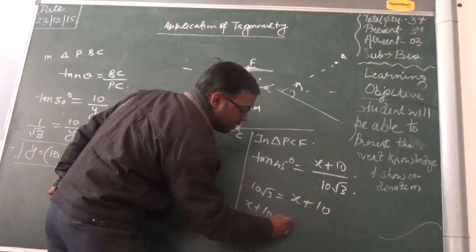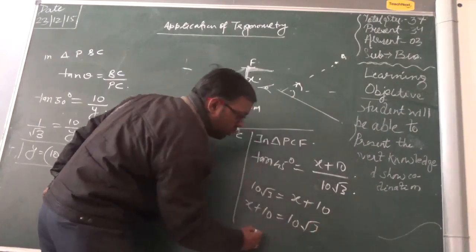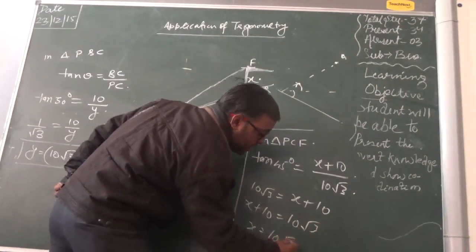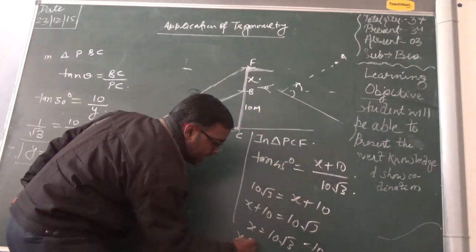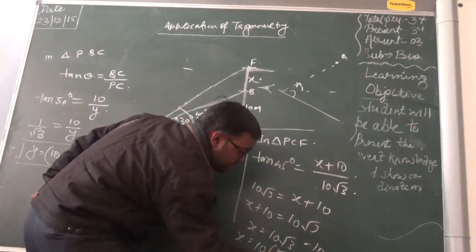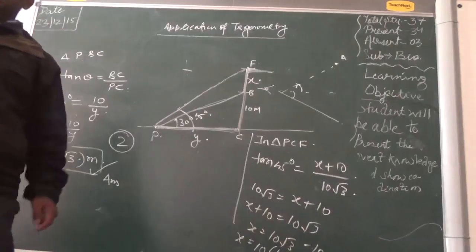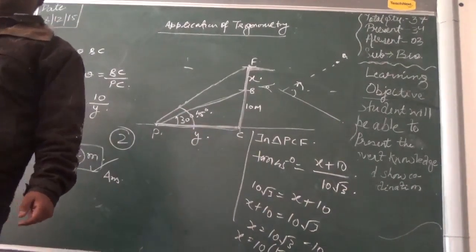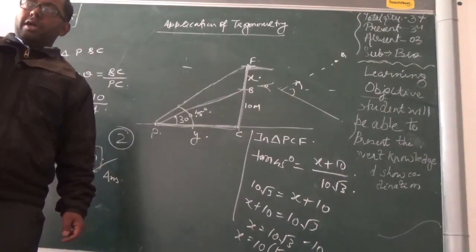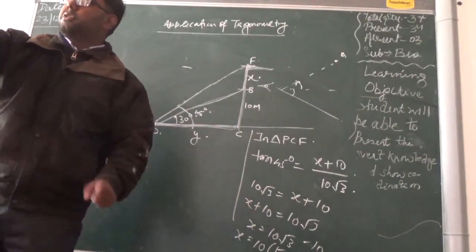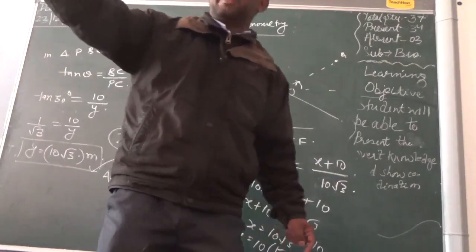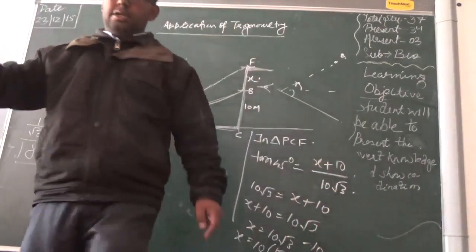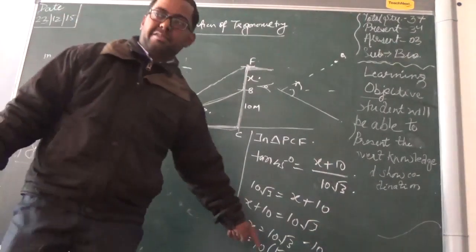x plus 10 equals 10 root 3, so x equals 10 root 3 minus 10. You can take 10 common: 10 times root 3 minus 1. This is your height of the flagstaff. Till here we have done. This is your answer; no need to solve it further. Give full marks. Otherwise, you can put 1.732.